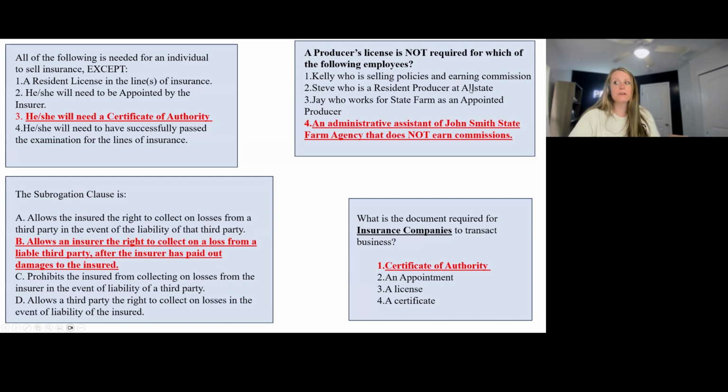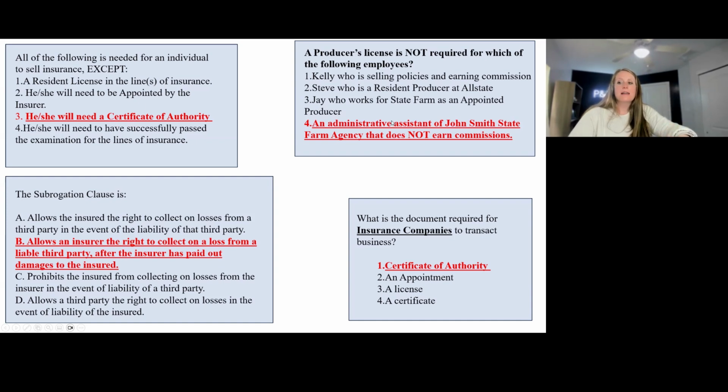Steve, who is a resident producer at Allstate. Yes, right? If he's a resident producer, that means he's taken his exam, he's passed over here where it says successfully passed the examination for all lines of insurance. It means he applied and successfully obtained his resident license. And it also means that he was appointed by Allstate, right? In order for him to become a resident producer, he must have already done all of those things. And then same thing here with Jay, who works for State Farm as an appointed producer, same concept, right? He checked all 3 of those boxes.